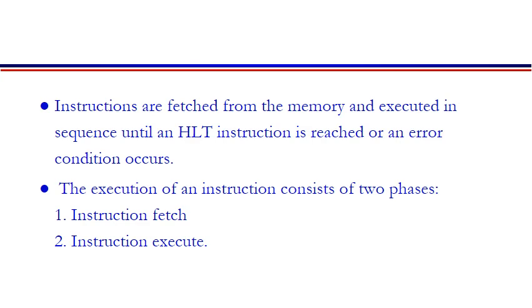So instructions are fetched from the memory and these are executed in sequence until a halt instruction is reached or an error condition occurs. The execution of an instruction consists of two phases. One is the instruction fetch phase and the second one is the instruction execution phase. In the first phase, the instruction is fetched from the memory, and in the second phase, the instruction is executed by the system.